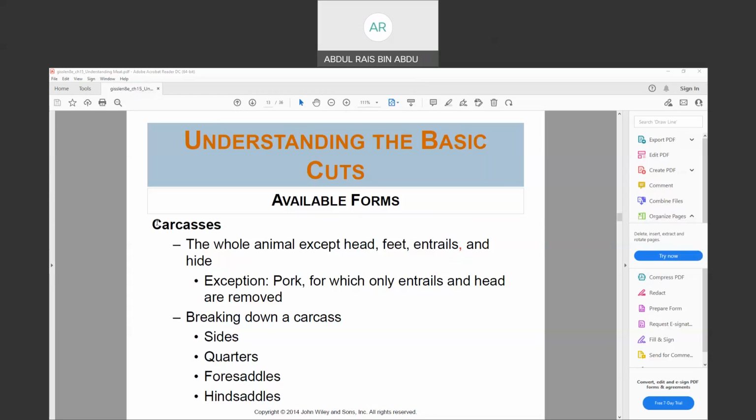When the animal is slaughtered, the skin removed, before it's been cut into small pieces, the whole body is called the carcass. All right, it consists of the whole animal except for the head, feet, entrails, and the hide. So when breaking down a carcass, it can be divided into sides, quarters, fore saddles, and hind saddles.